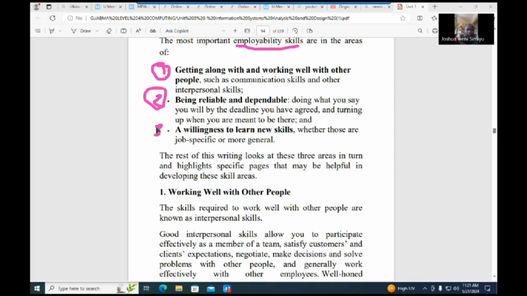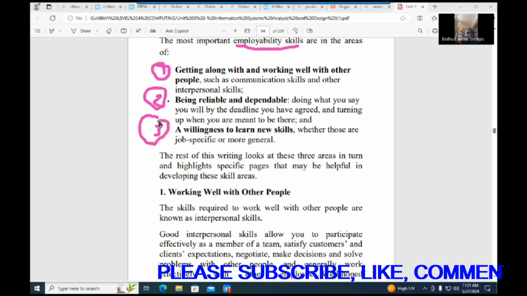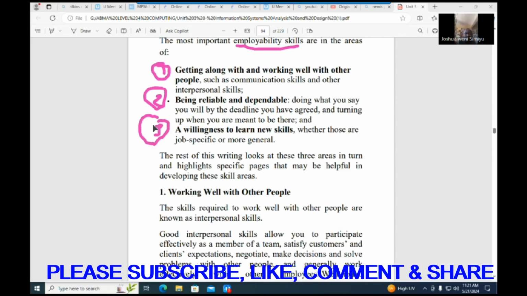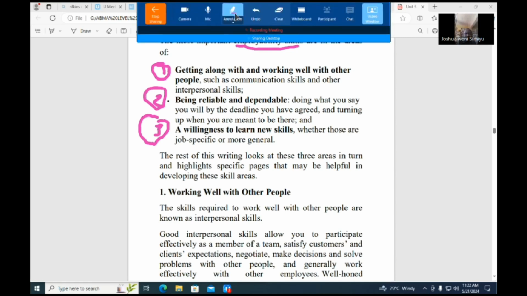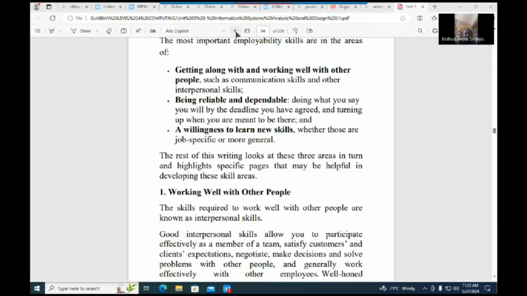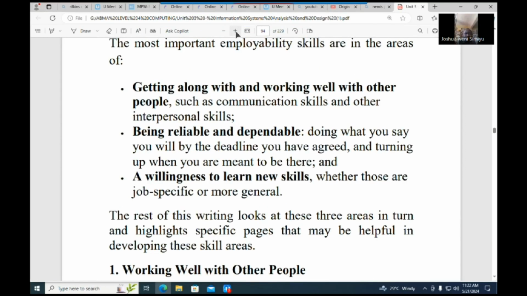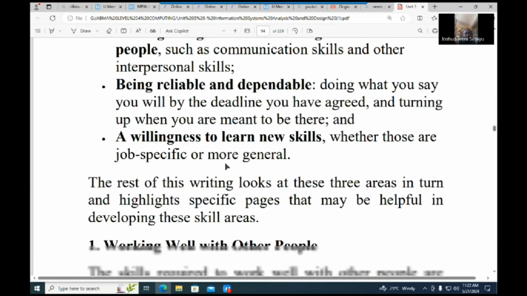The third area that these employability skills fall into is the willingness to learn new skills. There might be skills that you're required to learn to work well in that particular organization. They might be job-specific skills or general skills. But the question is, are you actually willing to learn those skills?